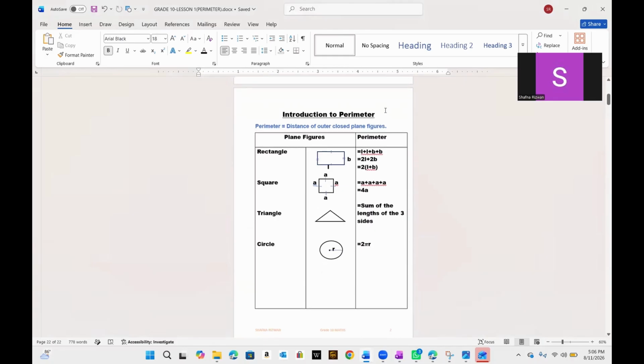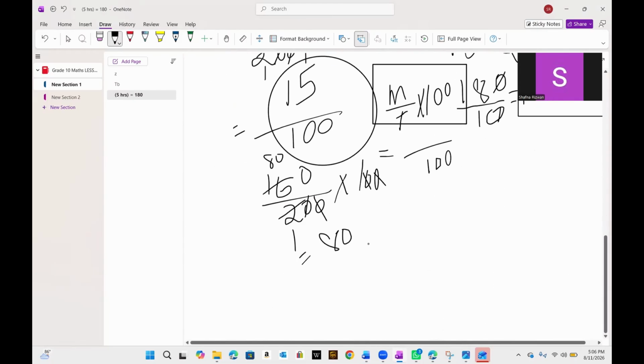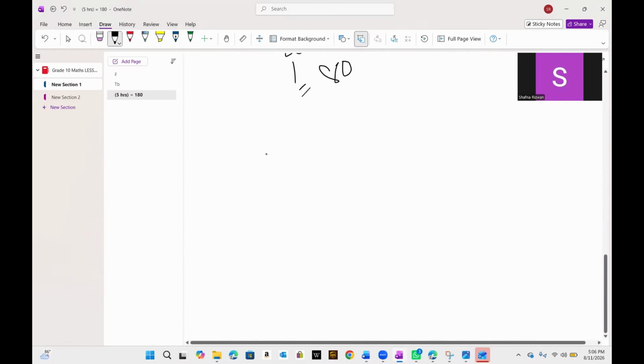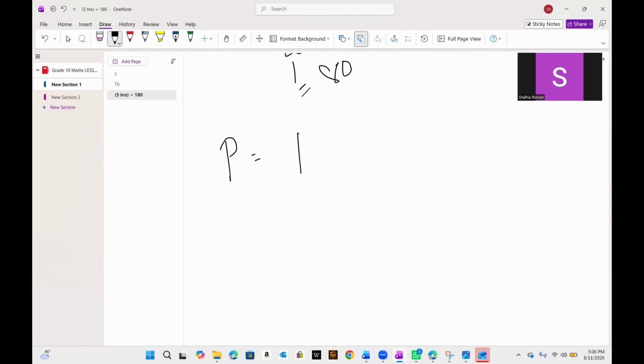That is, if you take a perimeter, what is known as a perimeter? Always remember, perimeter means, let's say I am taking any closed figure, in the sense the shapes or the figures which are closed, like rectangle, square, circle, triangle. All of those are considered as closed figures.